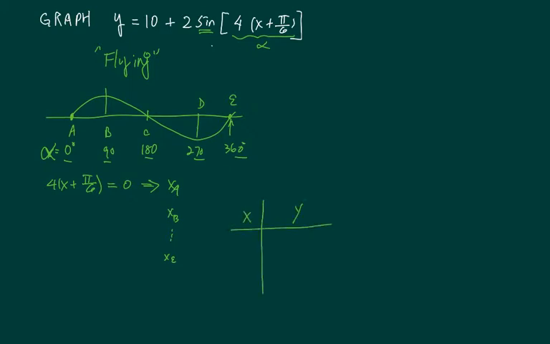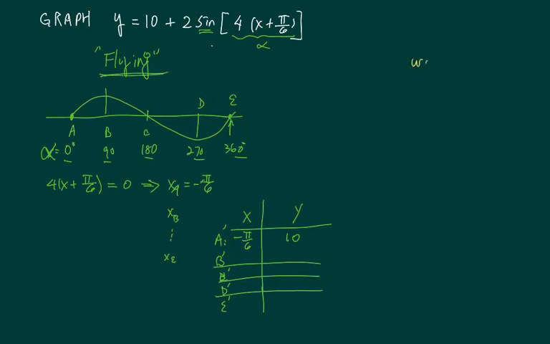So there's x and here's y. For example, for the first one, x is minus pi over 6. When x is equal to minus pi over 6, I plug it back in there, and I'll have y equal to 10. So all I need is point A, new point B, new point C, new point D, and new point E. I have 5 points. Then I can graph it. Now, this is called the flying method.